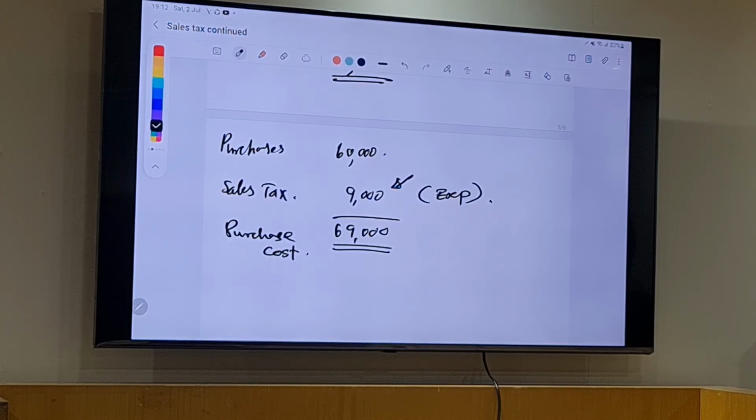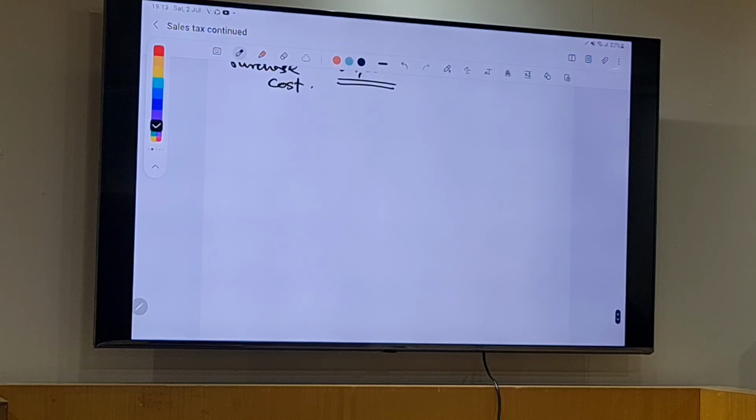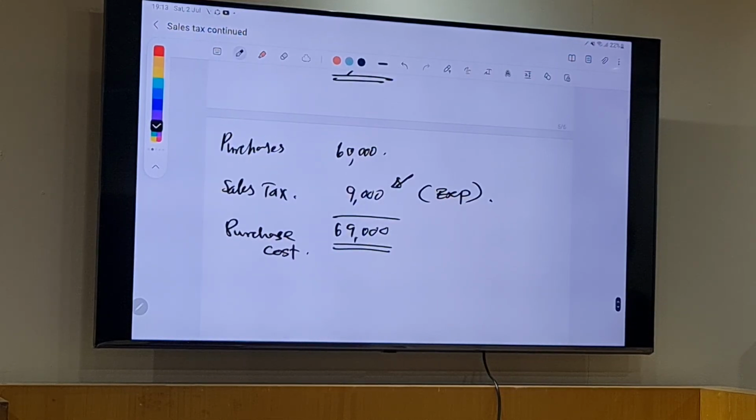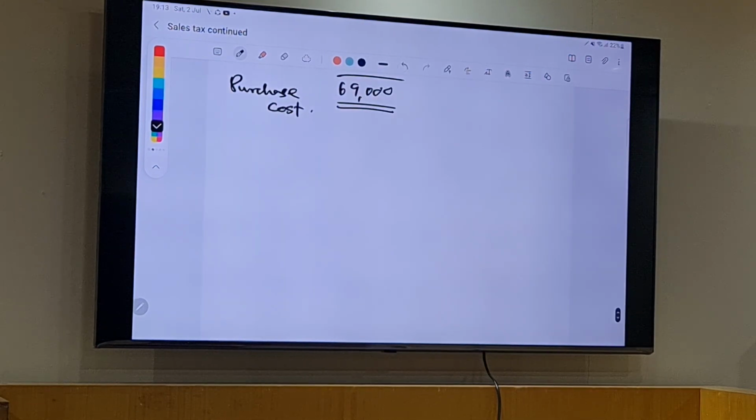This is the difference between this and zero rated. Zero rated, I can recover that 9,000. Unregistered, I cannot recover anything. Clear? Now, 60,000 you can put as sales? No. I'm talking about that 9,000 expense, you can show it under administrative expenses? No, it is part of purchase cost. Yeah. It's part of your purchase cost.